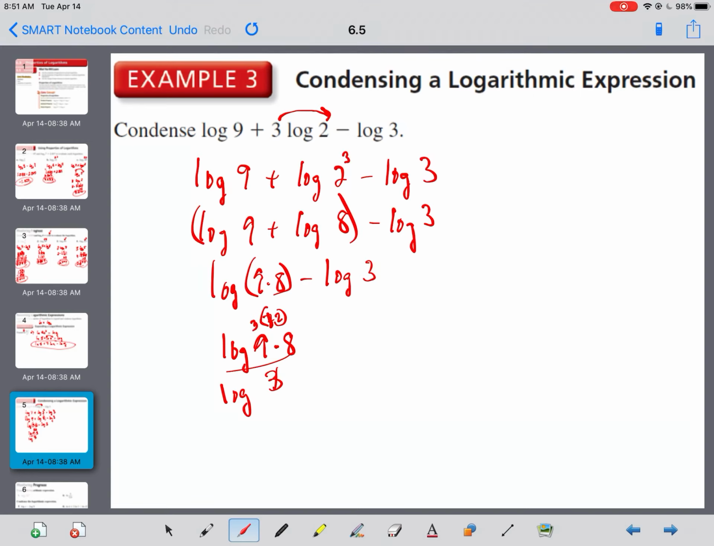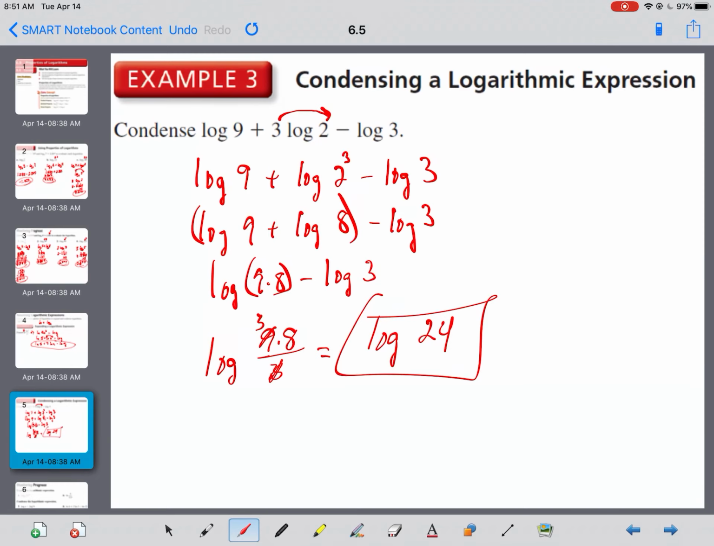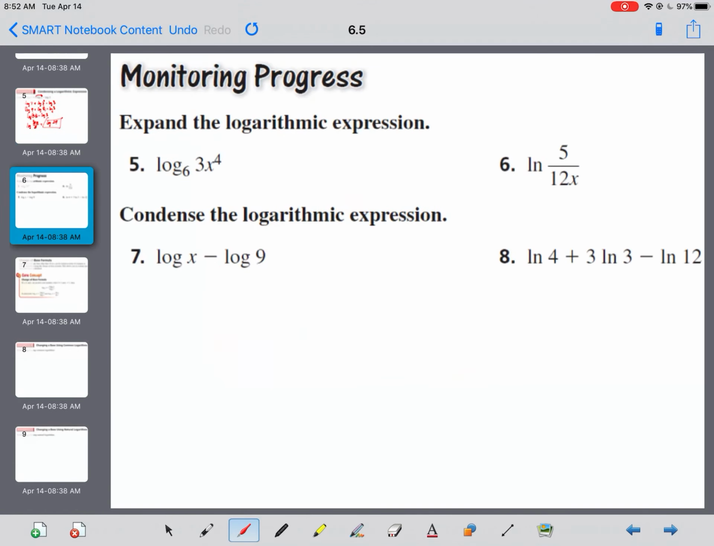Now that 3 is going to go into that 9. Okay. Goes in 3 times, so we get log of 24. You could also say log of 72 divided by 3. The 3 goes into the 72. Oh, and actually it should have all been one big log right back here. Let's do that. Write it properly. When we bring that 3 under, it's just log of 9 times 8 over 3. Scratch, scratch, log of 24. Putting it all together.